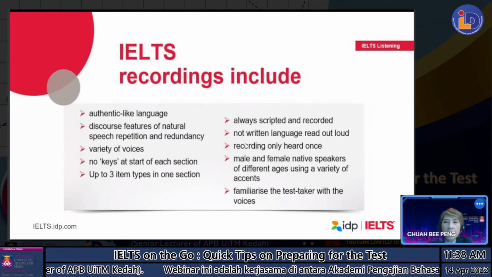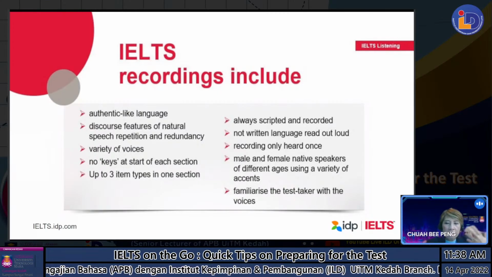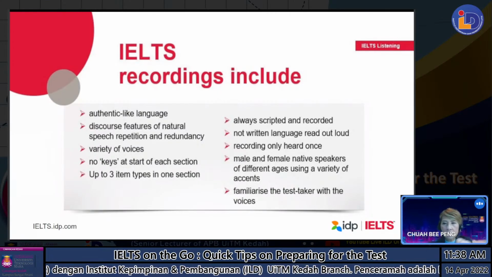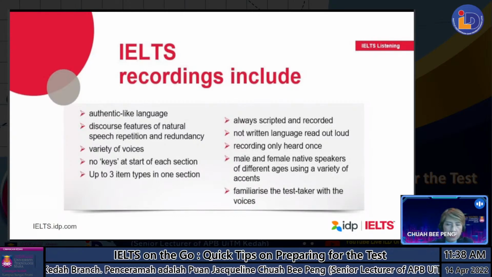It's always scripted. It's always recorded, and it's not written language read out loud, so it's not monotonous. You have this very lively and very natural dynamics among the speakers. It's very much like listening to a radio drama or something, right? So this is how it is.